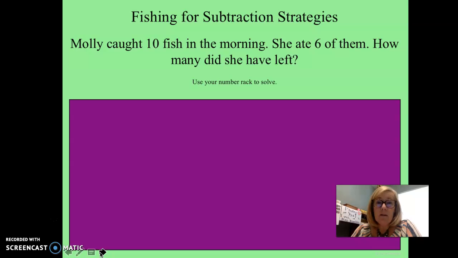Molly caught 10 fish in the morning. She ate 6 of them. How many did she have left? Use your number rack to solve. You may want to pause this video if you don't have the tools to make a number rack or the materials, and it's too hard to use the digital number rack while we're doing this lesson. You can use simple items to count, beans, M&Ms, etc. Just set them up in a similar way to what you see on the number rack.